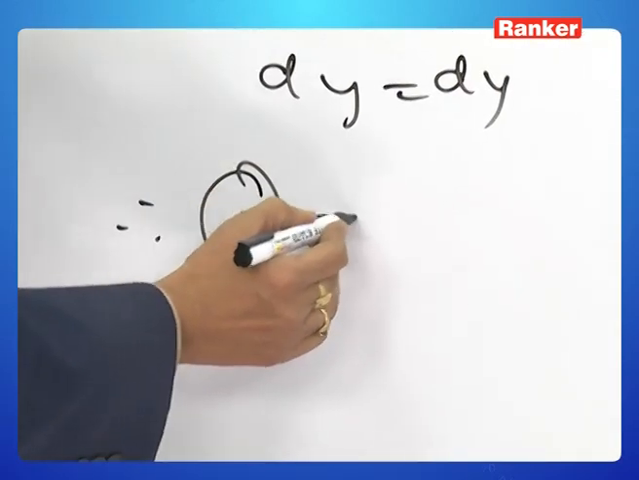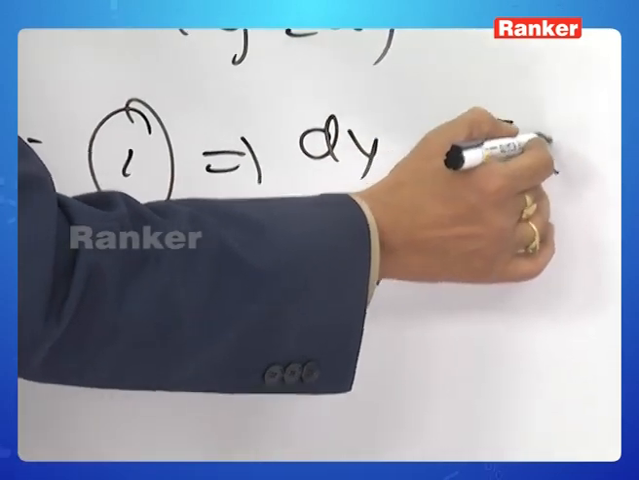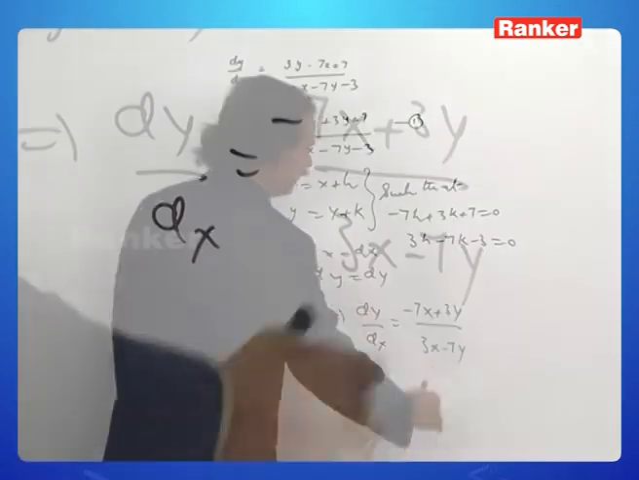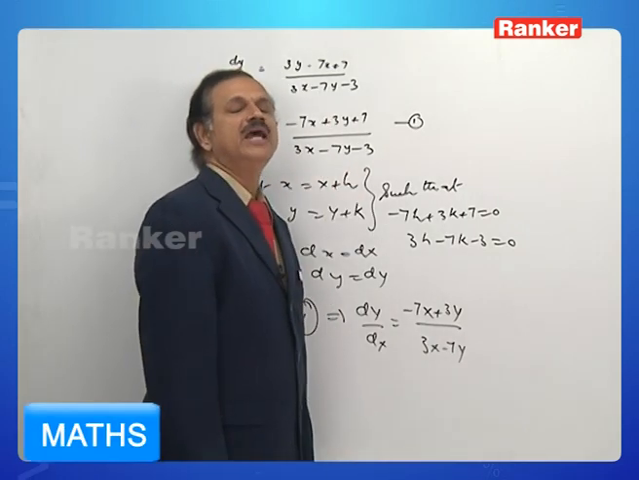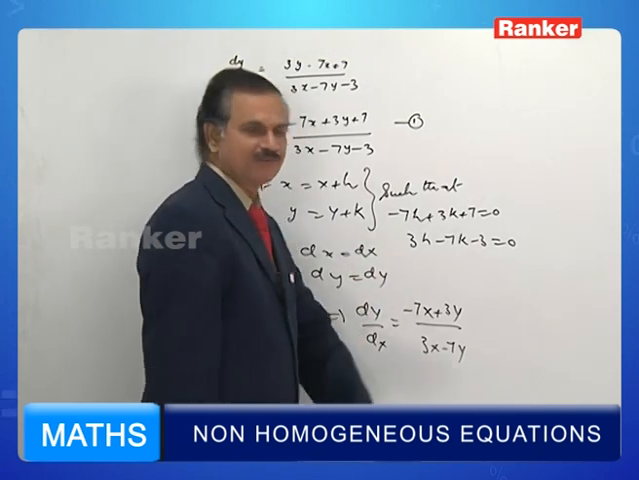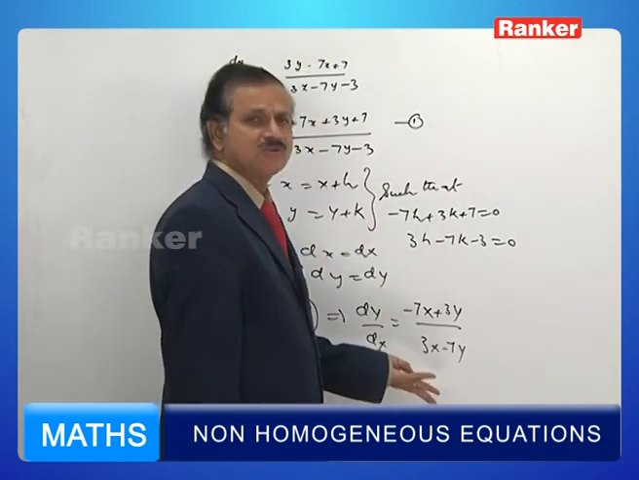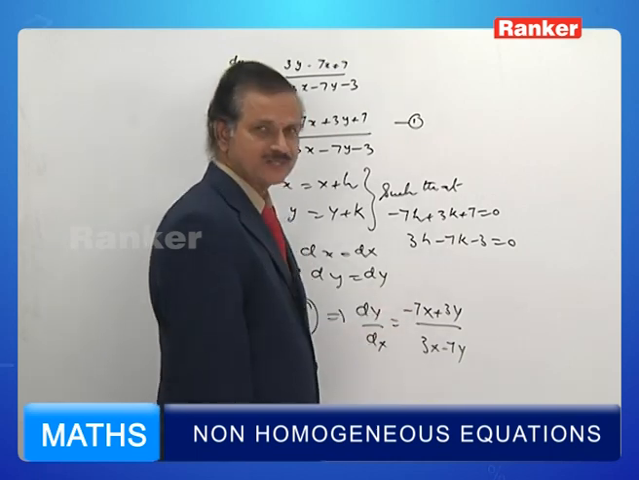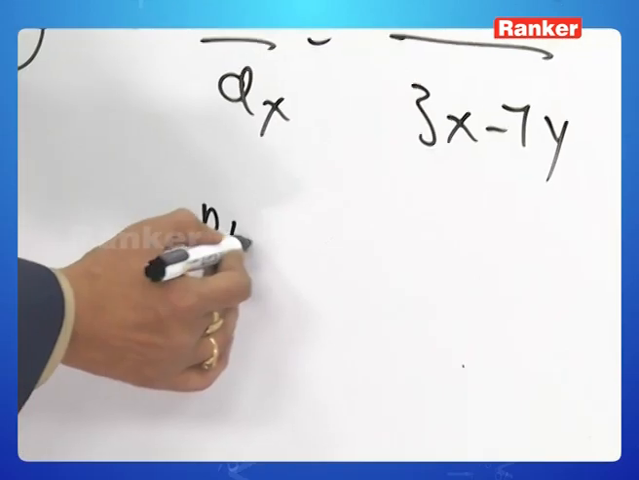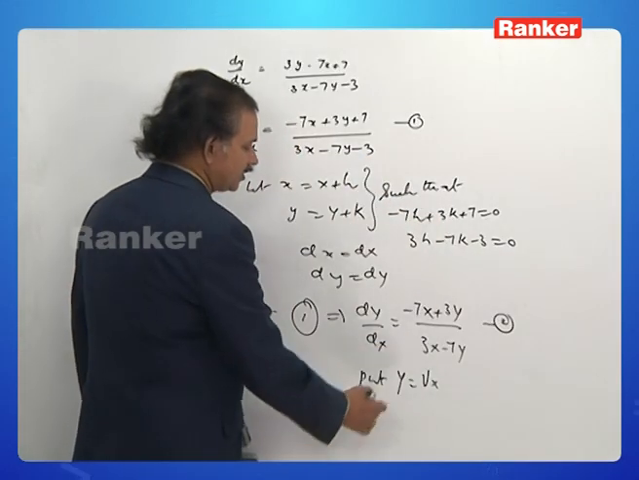Therefore, 1 implies, come on, d capital Y by d capital X is equal to minus 7X plus 3Y by 3X minus 7Y. What about the constants? They have been annihilated. They have been reduced. They have been discarded, of course, with the help of this condition. And now, this is homogeneous. Surely this is homogeneous, isn't it? Okay. Call this 2. As usual, put Y is equal to vX. Everything is a capital letter. Y is equal to vX.